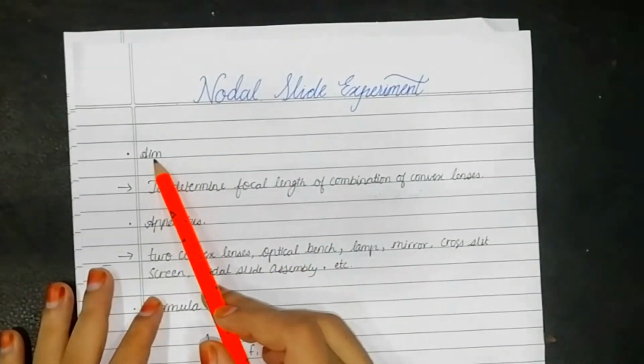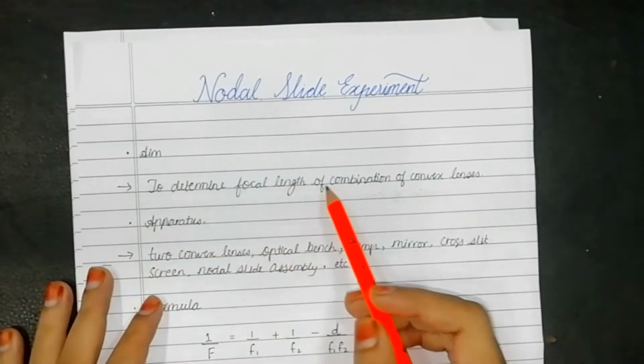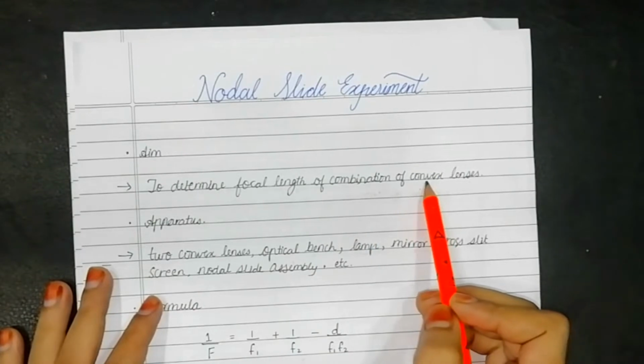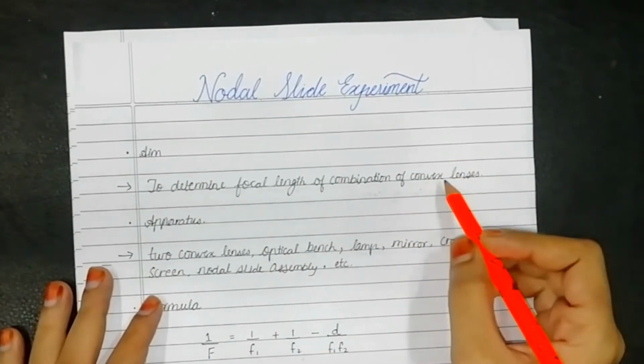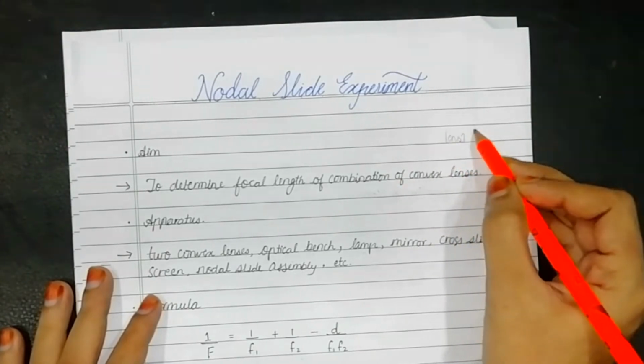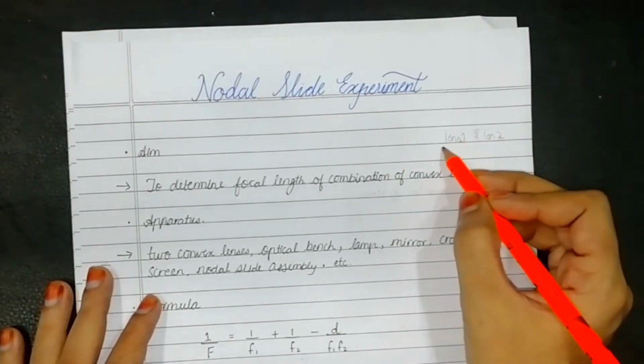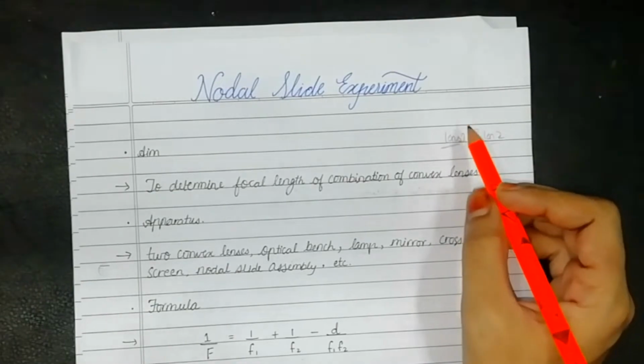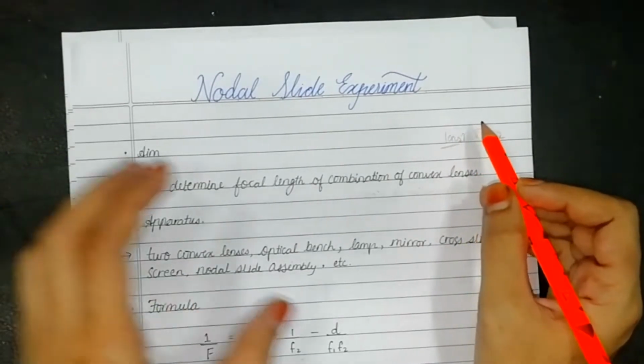First of all, the aim of the experiment is to determine the focal length of a combination of convex lenses. So we will have two lenses in this experiment. Let's name them lens 1 and lens 2, and then we need to first find the focal length of the individual lens and then of the combination of these two lenses.